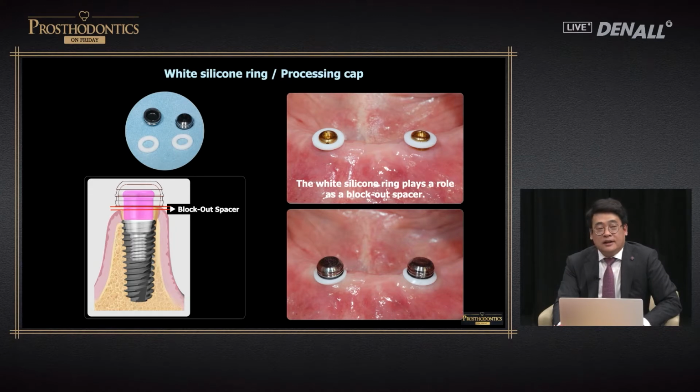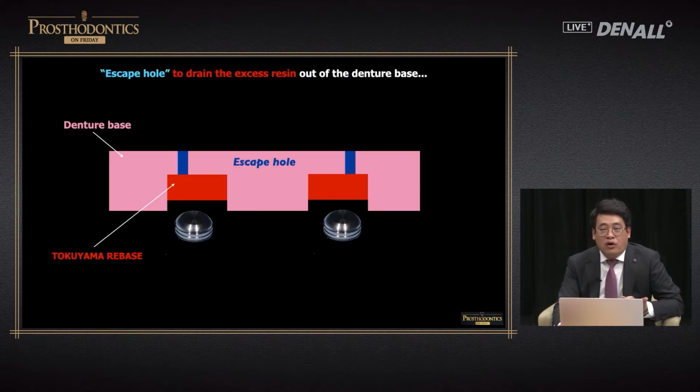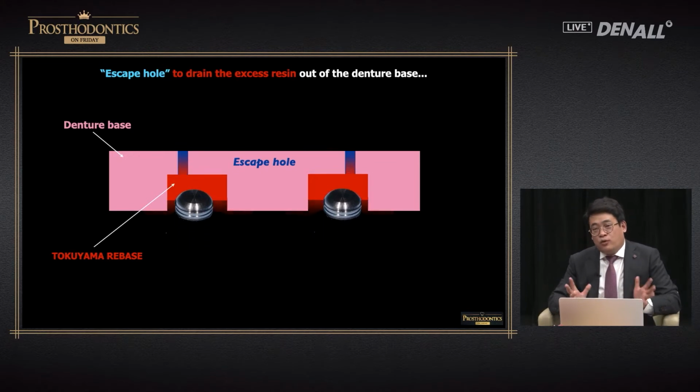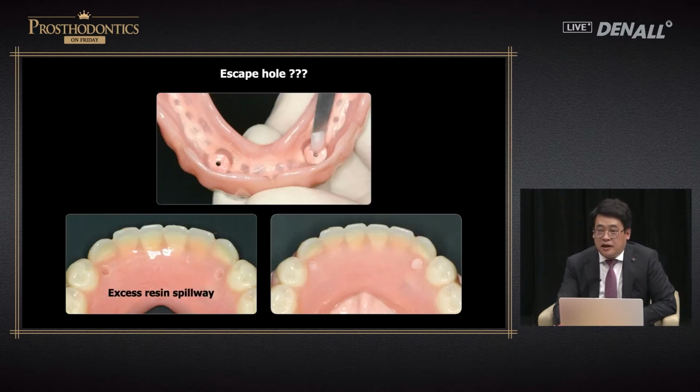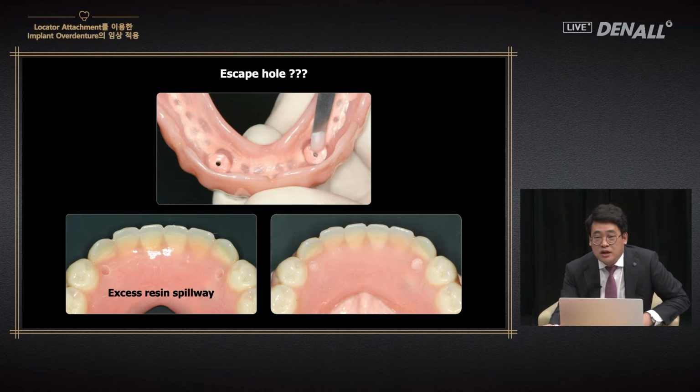When you attach the processing cap on the inner surface of the denture, is it good to form a vent hole or escape hole on the outside surface of the denture? When I studied, I learned to create the hole, but personally, if you do it like this and do follow-up, this area, this resin, this colors and micro gap is formed adjacently and food impaction can occur. I don't really prefer this.